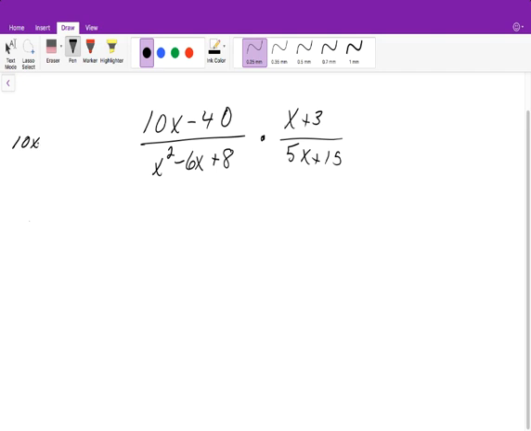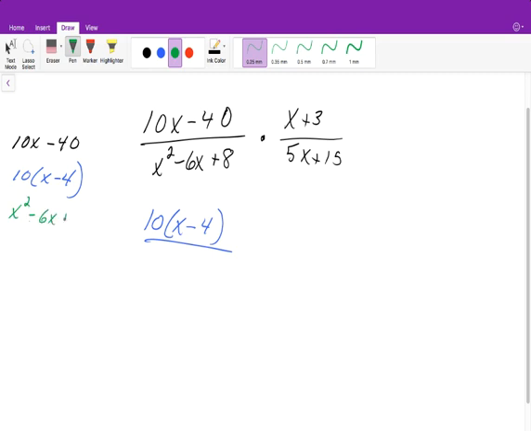All right, so remember, we look at each one, 10x minus 40, and we factor this completely out. Well, I can take a 10 out, and I'm left with 10x, or x minus 4. So that means this numerator factors out to 10 times x minus 4. X squared minus 6x plus 8.